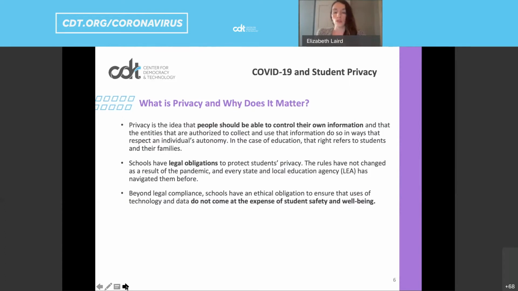And beyond legal compliance, what we care deeply about at CDT and the mission of our project is not only meeting legal obligations, but also, and maybe more importantly, ensuring that any use of technology and data is in no way endangering or jeopardizing the well-being of students and their families. So we are entering this conversation from a perspective of centering students and their families, making sure, of course, that we are legally compliant, but even beyond that, being laser focused on keeping students safe and protecting their well-being, which is all the more critical given the national crisis that we are in the midst of.